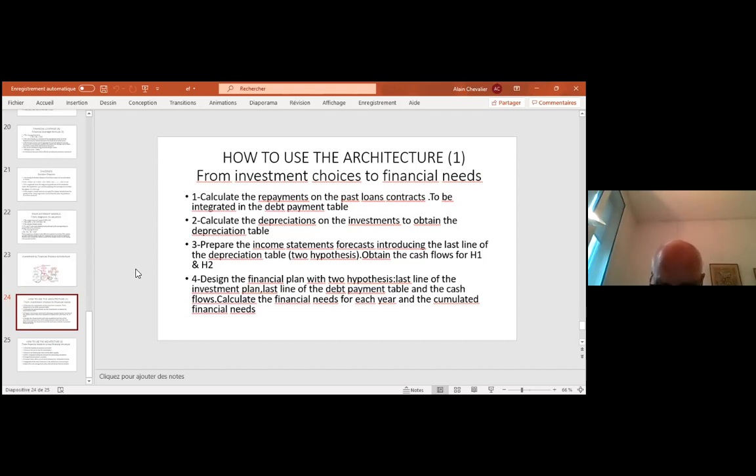And in each case, you will calculate the financial needs for each year and also the cumulated financial needs. And you are mainly interested in the cumulated or accumulated financial needs. This is what you have to manage afterwards as a CFO.